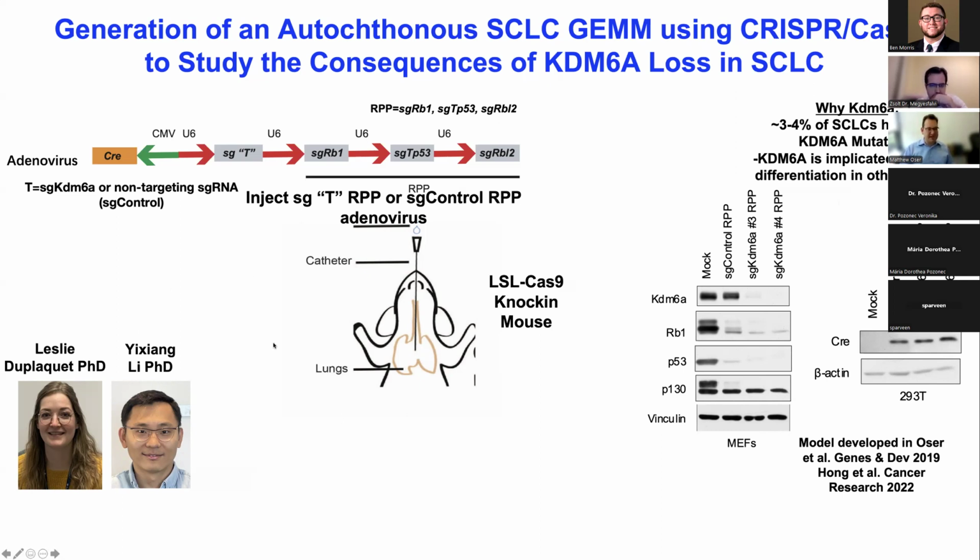And so what Leslie and Yixing did in my lab is they deleted KDM6A or kept KDM6A as wild type using non-targeting or intron targeting guide RNAs. And we can see that we can make these adenoviruses where all 4 genes were deleted, or just 3 of the genes were deleted, which we'll call the KDM6A wild type tumors.